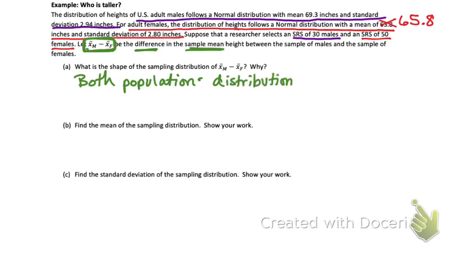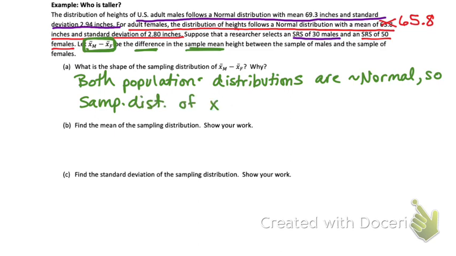Both population distributions are approximately normal. So the sampling distribution of X bar M minus X bar F, which is when I combine them, is approximately normal. I want you guys to be very clear: this problem did not tell you that the sampling distribution was normal. The problem told you that each population was normal, and therefore when I combine them, it is still normal. The sampling distribution is normal.